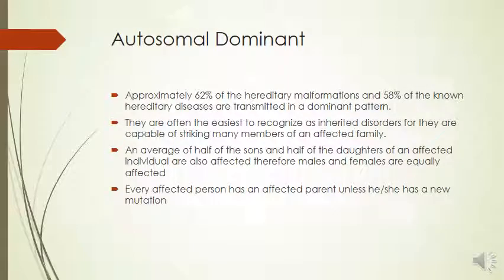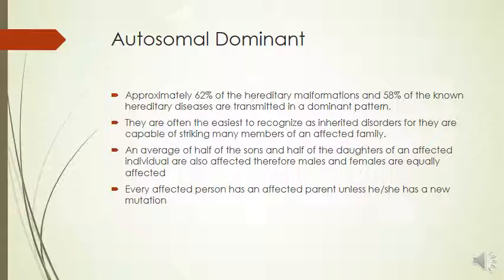Approximately 62% of the hereditary malformations and 58% of the known hereditary diseases are transmitted in a dominant pattern. These are often the easiest to recognize as inherited disorders because they're capable of striking many members of an affected family. An average of about half the sons and half the daughters of an affected individual are affected. Therefore, males and females are equally affected with this mode of inheritance.